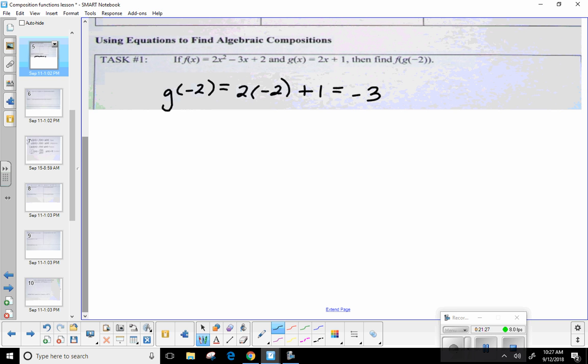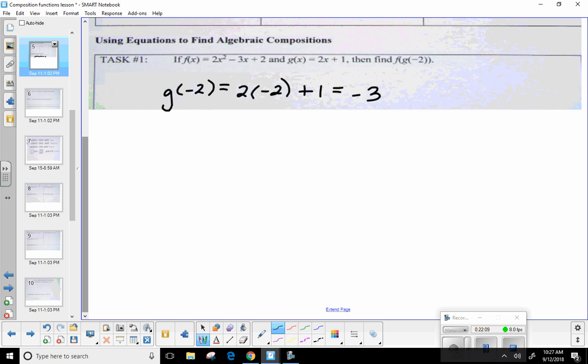-3. And this is what I was referring to: the output I get for the inside function has to be in the domain of the outside function if this is going to work. Think about 2x squared minus 3x plus 2. He's quadratic. What direction does he open? Up, because the 2 is positive. How wide would he get? What's his domain? Everything, all reals. So this composition is going to work out just fine, because -3 absolutely belongs to his domain, unlike that previous one, number 3, we were just looking at.